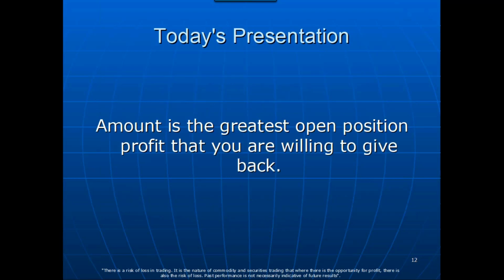Amount is the greatest open position profit that you're willing to give back. You are willing to give back a certain percentage or a certain dollar amount. That's where you set your trailing stop to actually engage and kick itself in. So it's just a slick way of protecting your profits.